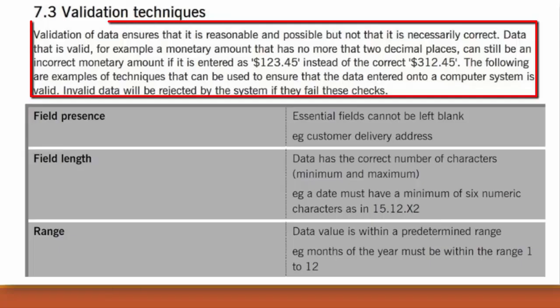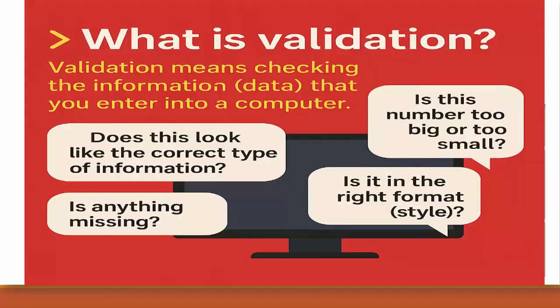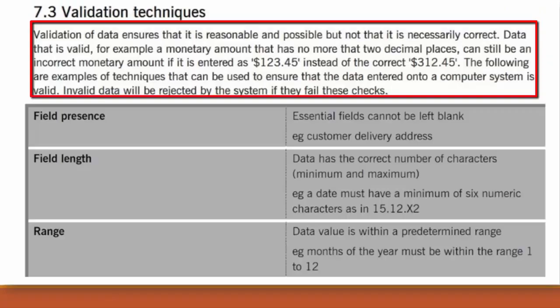What is validation? Let's start with the main question. Validation means checking the information, data, that you enter into a computer. The computer asks, does this look like the correct type of information? Is anything missing? Is this number too big or too small? Is it in the right format, style? If the information looks good, the system accepts it. If it looks wrong or something is missing, the system will stop you and give you an error message.